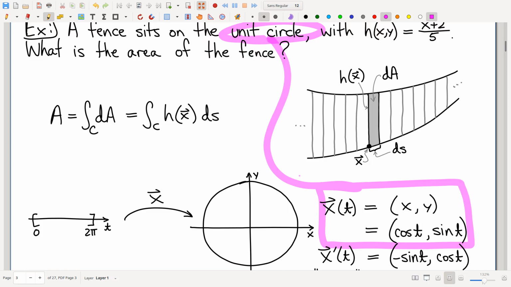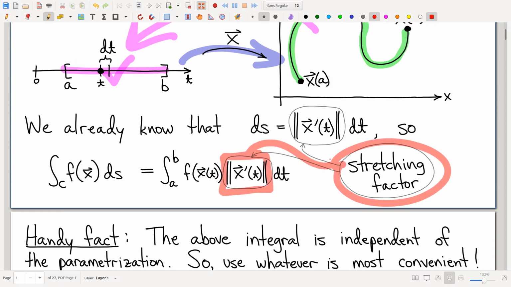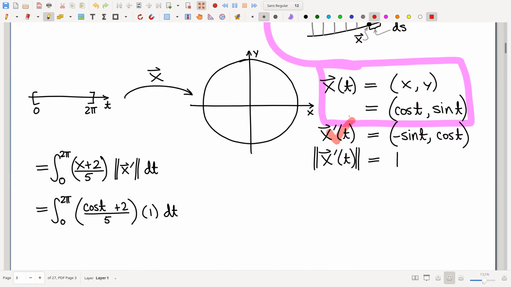There's our parameterization. And then looking at the formula that we're plugging into, our plug and chug formula has this as our stretching factor, the magnitude of the velocity. In other words, the speed is our stretching factor. So we're going to need to punch that up. Again, no big deal. It's just a matter of taking the derivative to get the velocity, and then taking the magnitude to get the speed. And as it turns out, in this case, our speed is 1, which is very convenient. And you can see that right here. Well, let me not get ahead of myself.